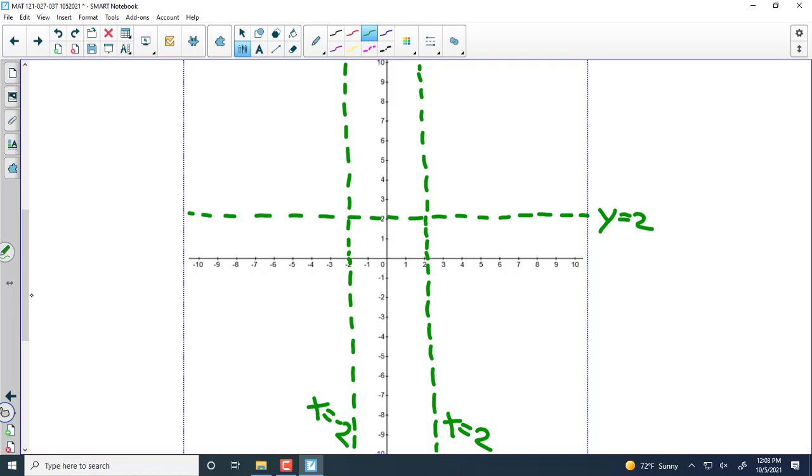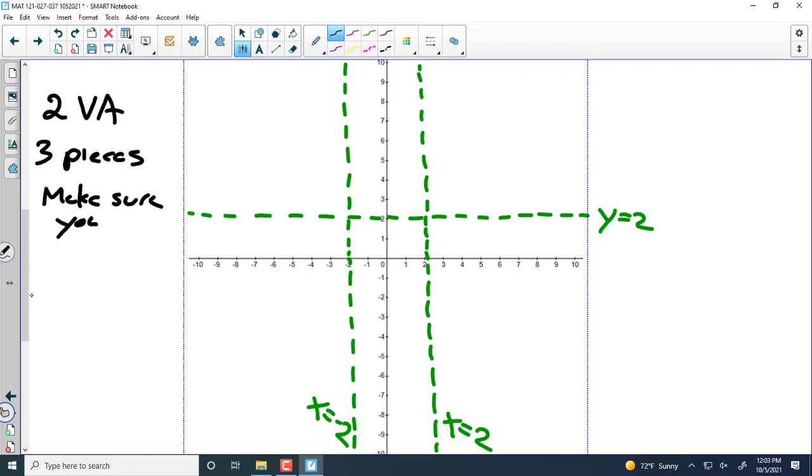How many pieces is this graph going to have? 3 pieces. One more than the number of vertical asymptotes. The vertical asymptotes break up the graph. So because we have two vertical asymptotes, we're going to have three pieces to the graph. Make sure you draw a function. In other words, it passes the vertical line test. We have to make sure we draw a function.